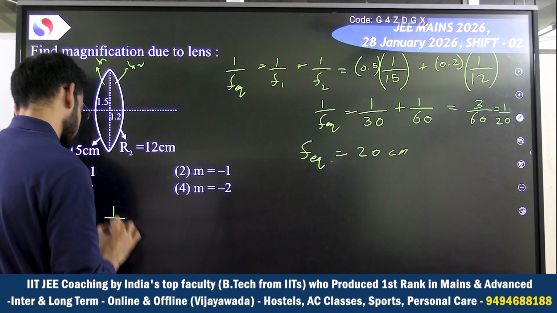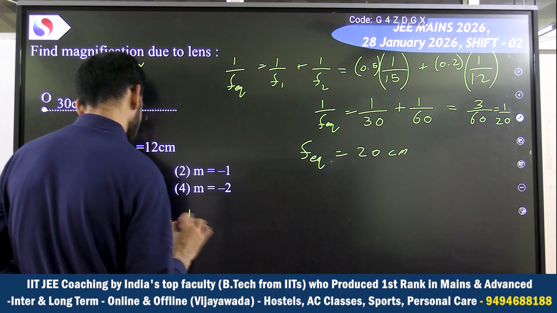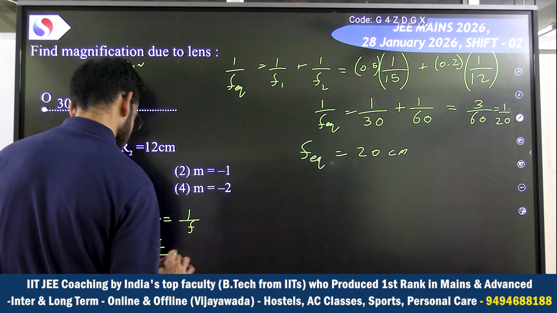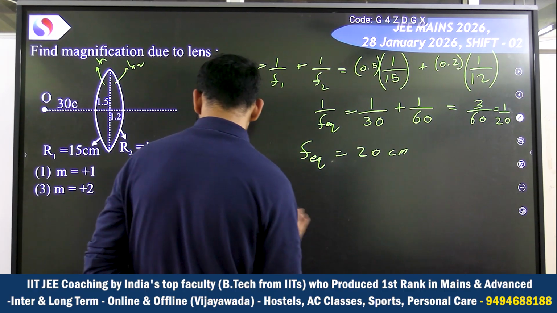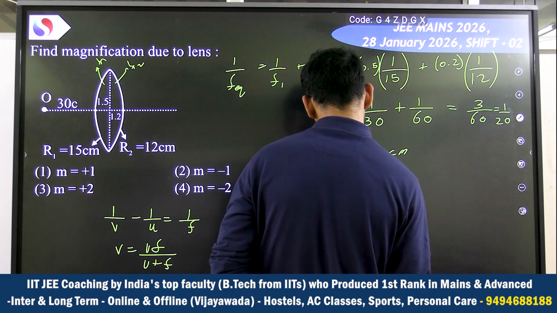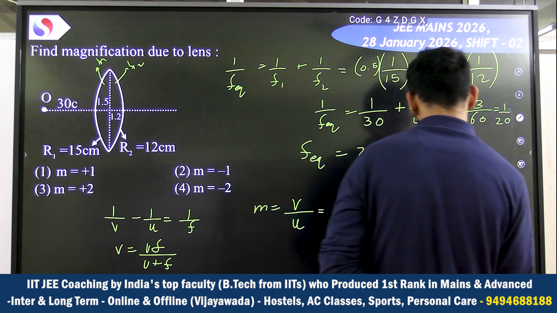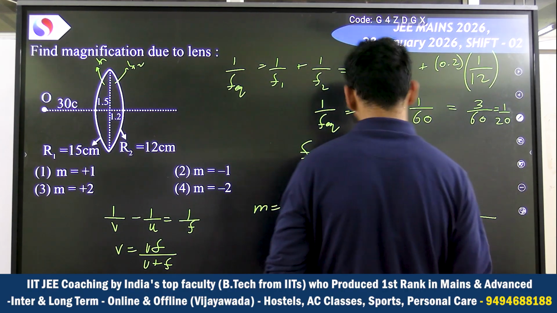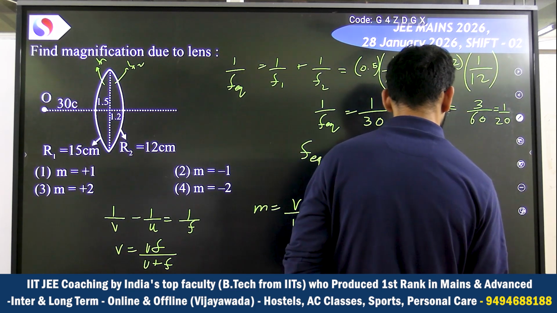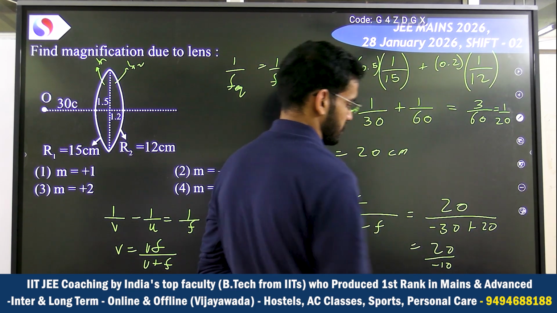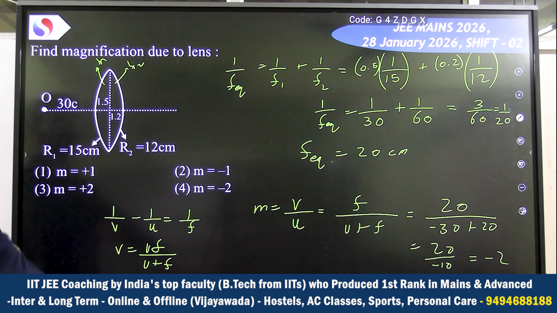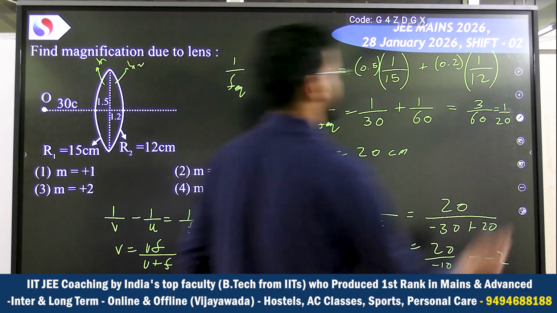So we say 1 by V minus 1 by U equal to 1 by F, right? So V is equal to UF upon U plus F, right? And the magnification is nothing but V by U, right? So V by U, if you get, it is F upon U plus F, right? So focal length is 20 divided by U. U is minus 30, plus focal length 20. So that came how much? 20 by minus 10, right? So this is minus 2. So magnification is minus 2. That's the fourth option. Okay. So I hope this is clear. That's it.